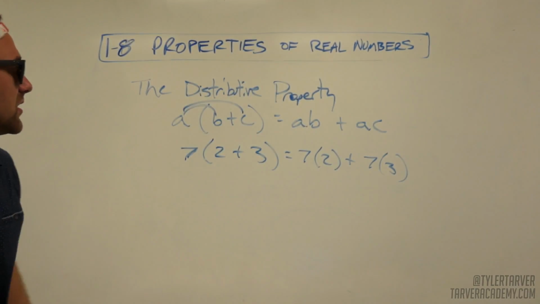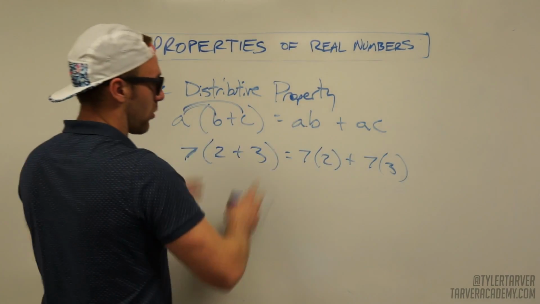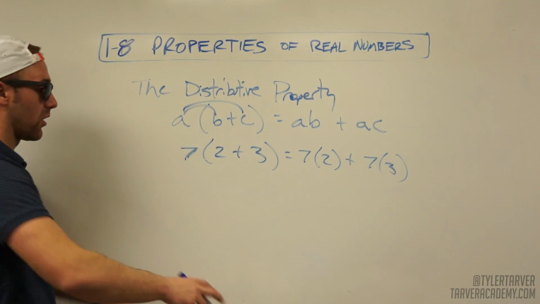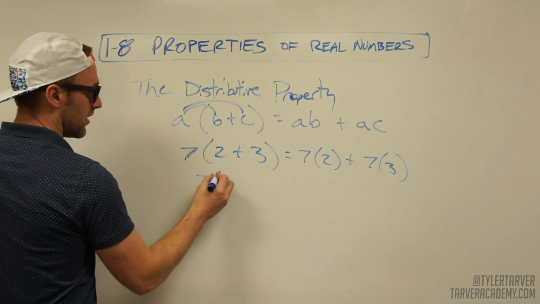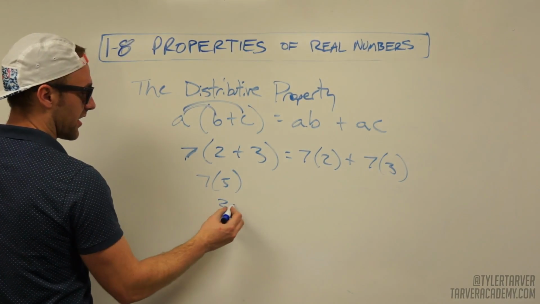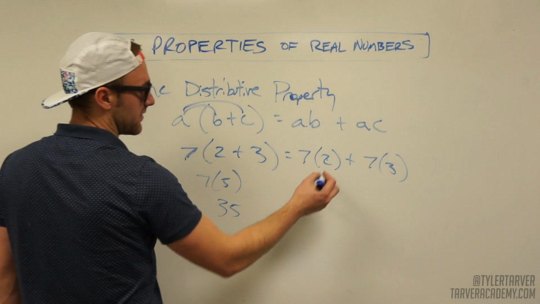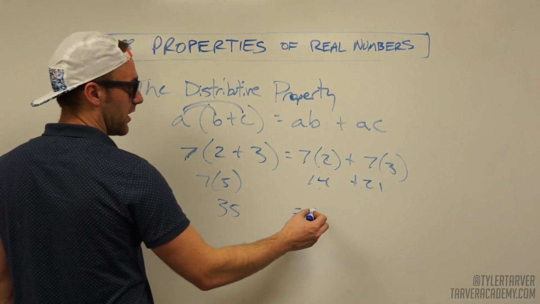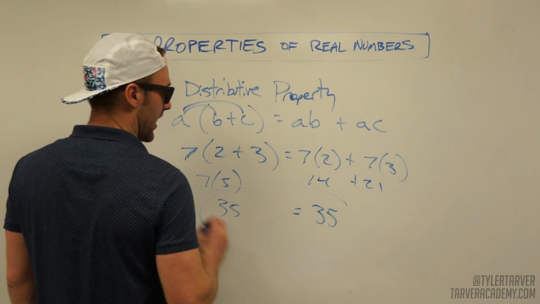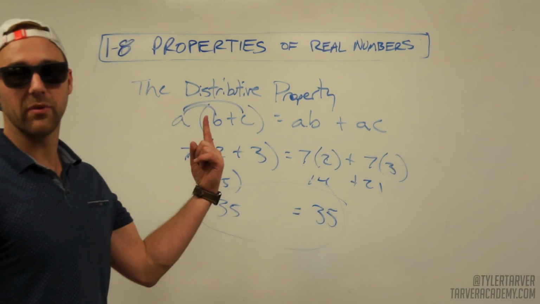Okay. So let's make sure it works. I'm going to work this side and show you that it works out. So 2 plus 3 is 5, and then 7 times 5 is 35. Let's make sure this side works out. 7 times 2 is 14, plus 7 times 3 is 21. 14 plus 21 is 35. And of course that works because of the distributive property.